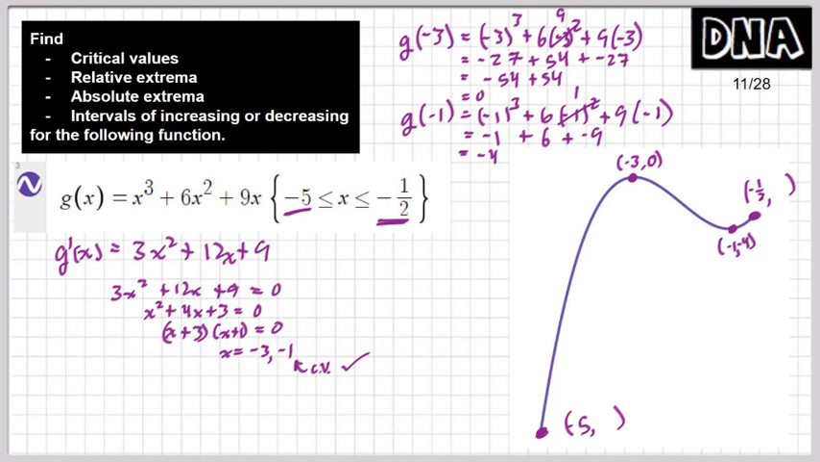All right. So we found the relative extrema. The relative extrema are negative 3, 0, and negative 1, negative 4.